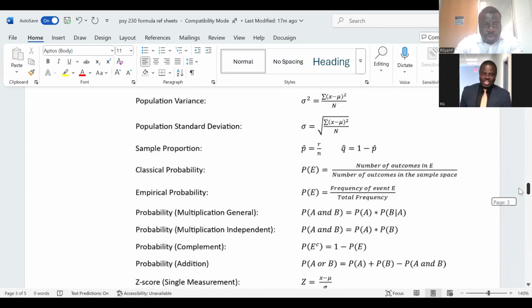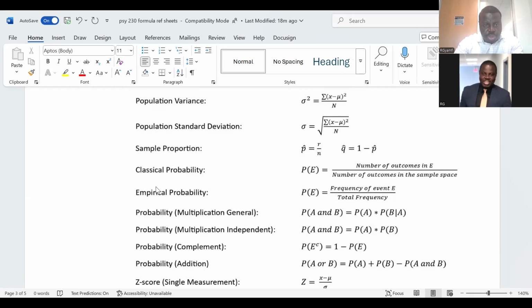we're going to look at that sample proportion. It says r over n. That is for p hat. And look at q hat, 1 minus p hat. It's right here for you. So we're going to use this. The r is the part, and the n is the whole. The n in this case is our sample size. Our part, r, is going to be 65 observed out of the 100. This gives us our proportion or our fraction.